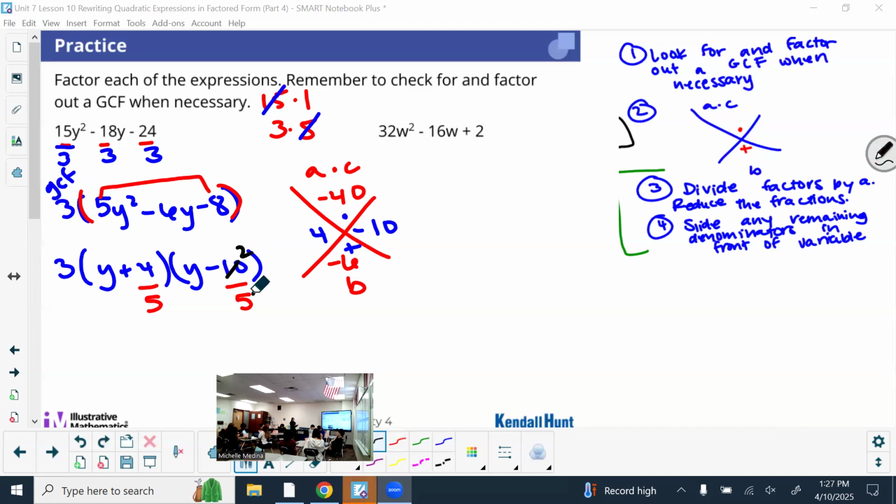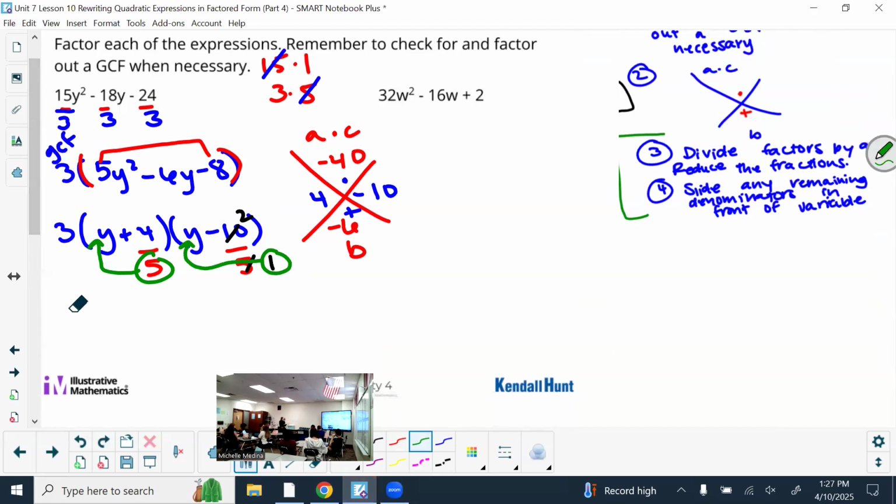2 over 1, right? So you reduce the fractions and then you slide any remaining denominators in front of the variable. And then you rewrite it. So what ends up happening is my final answer, so here's my GCF, but my final factored form ends up being 5y plus 4 and 1y minus 2.